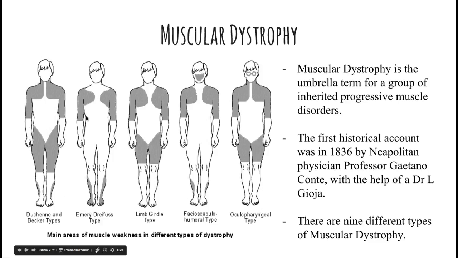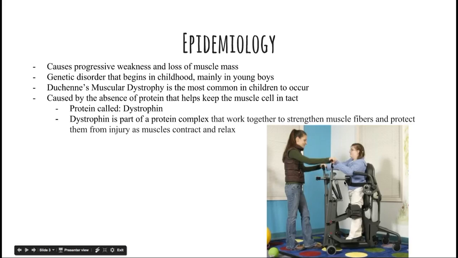And this picture right here shows the main areas of muscle weakness in the different types of dystrophy. So as you can see in Duchenne muscular dystrophy, the main weaknesses are in the thigh and the hips, the shoulders, the back, and then the arms right here. So we're going to move on.